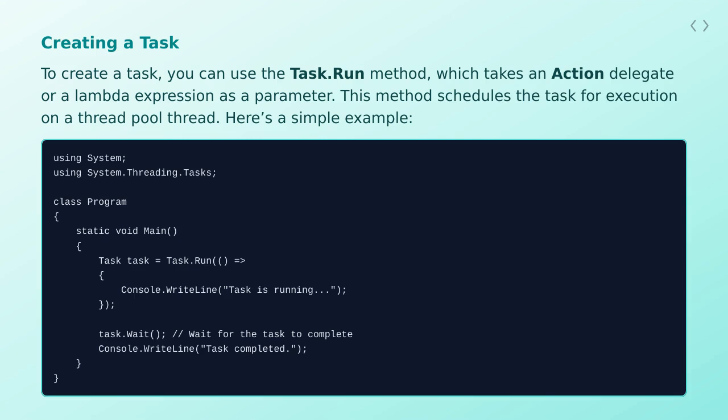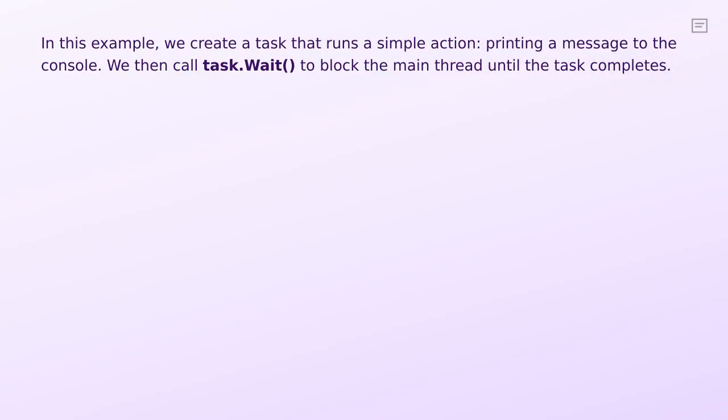Here's a simple example. This slide introduces a class definition. Study the structure in the code sample. In this example, we create a task that runs a simple action, printing a message to the console. We then call Task.Wait to block the main thread until the task completes.